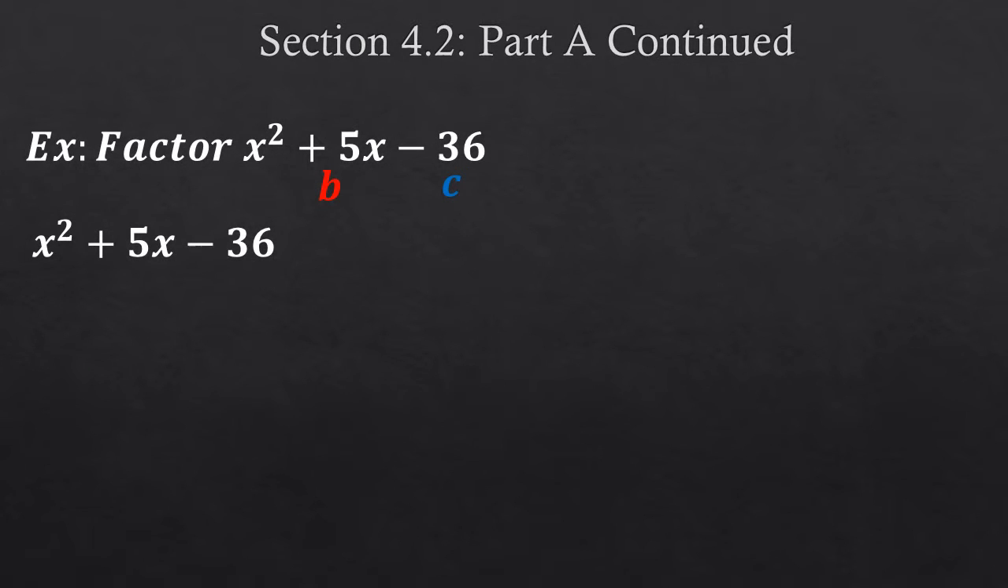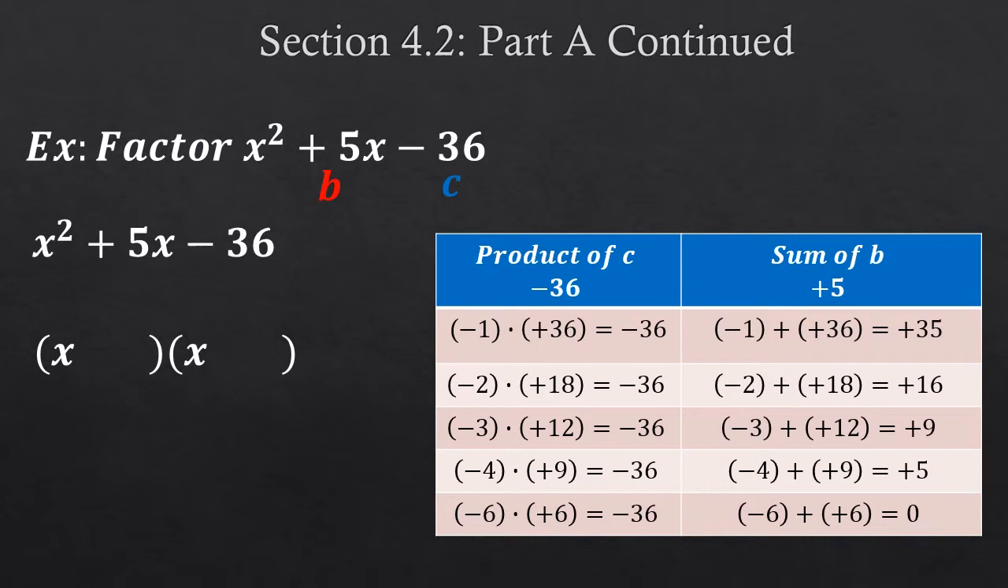Here's another example of the BC method. So we can go ahead and break our parentheses down. Again, I create myself a little chart here. I'm trying to find two numbers that multiply to give me negative 36, but if I add those same two numbers together, give me a positive 5. If you take a quick glance at what I've listed here, you can see that the numbers I'm going to use are a negative 4 and a positive 9.